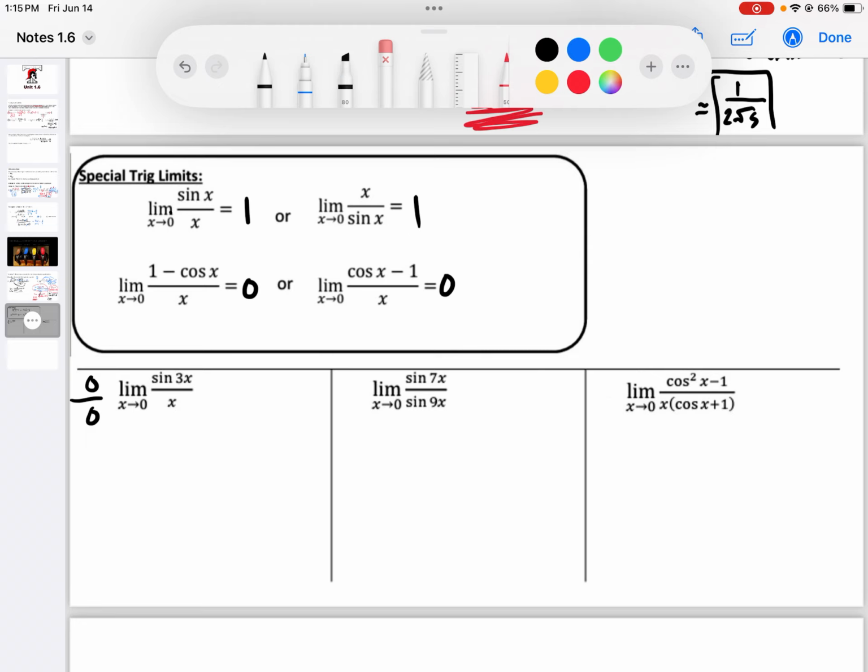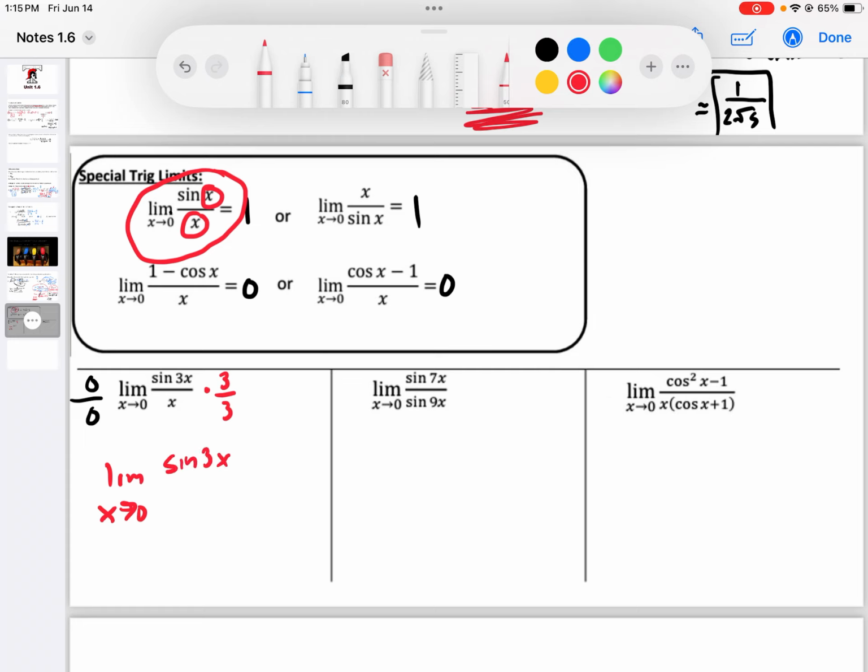I need to make it look like the first one, but just a little bit different. The trick is that whatever is inside the sine needs to be the same as whatever's on the bottom. So there's a clever trick we can do here. Multiply by 3 on top and 3 on bottom. I'm multiplying by 1, which doesn't change the value, but it'll make it look different.